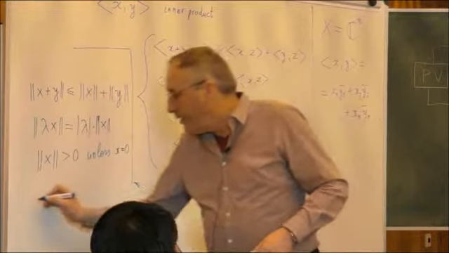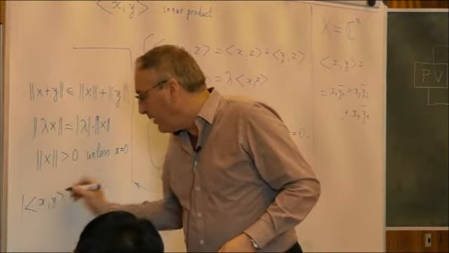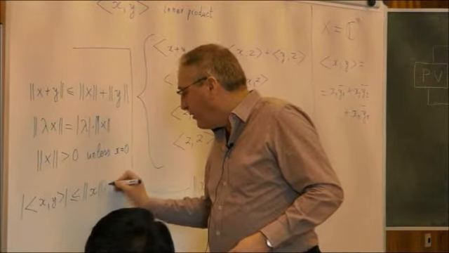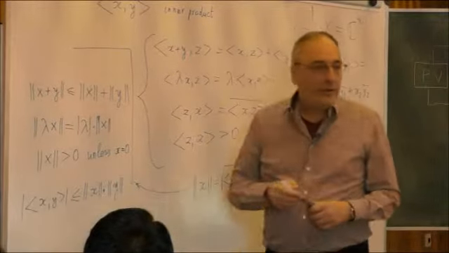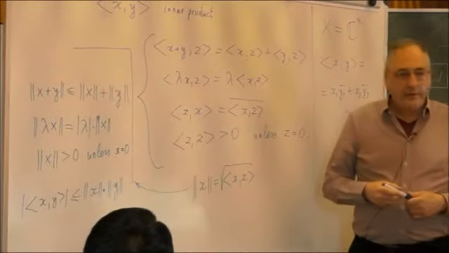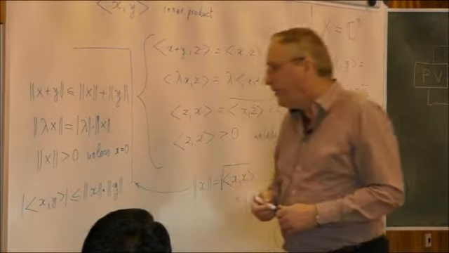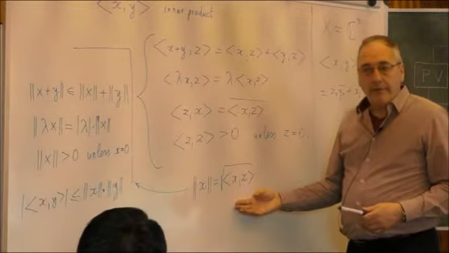For example, the product between X and Y in absolute value is less than the norm of X times the norm of Y. This is called the Cauchy-Schwarz inequality, which you may have heard of. I mean, I'm sure most of you have. And this is, of course, specific to this choice of norm.